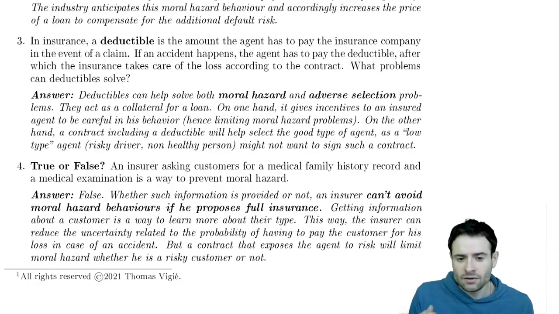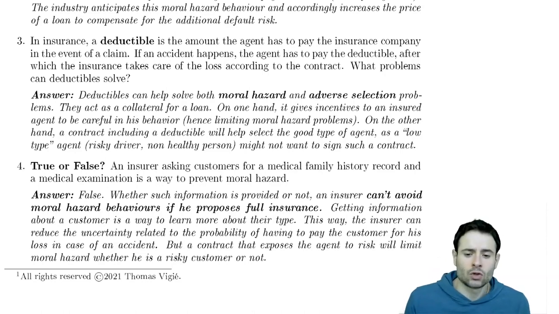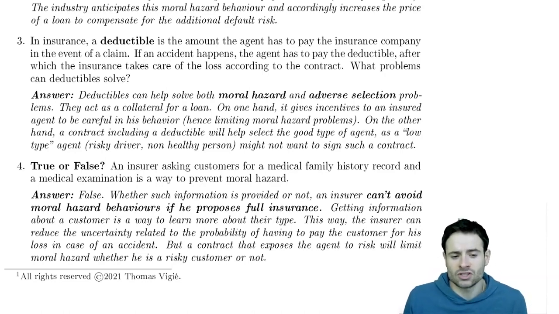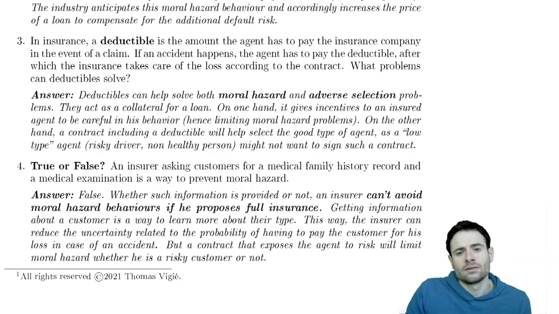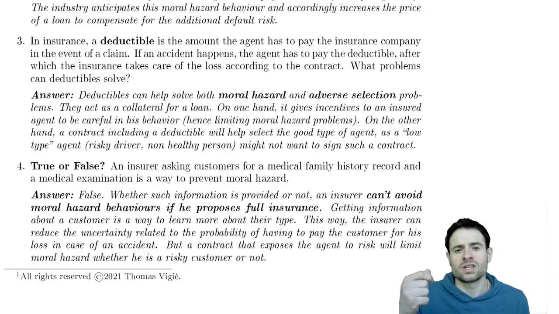So, by getting this information, the insurer can reduce the uncertainty related to the probability of having to pay the customer for his loss. If he knows that it's a risky type of customer, he may still offer an insurance contract. But now he knows that it is highly likely that the insurance company will have to repay the customer for health expenses, so the insurance premium will just then be higher.